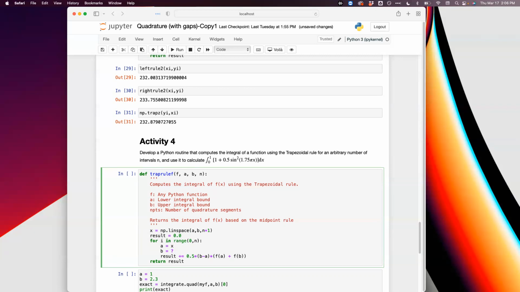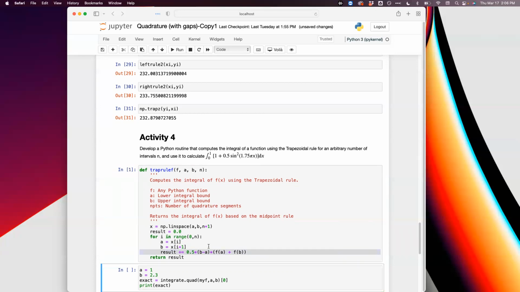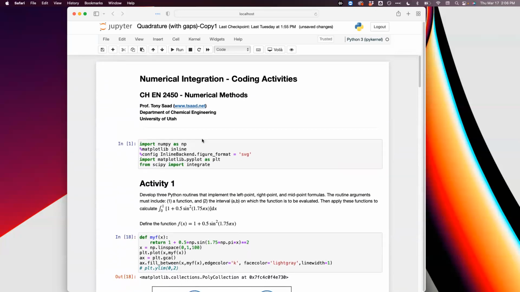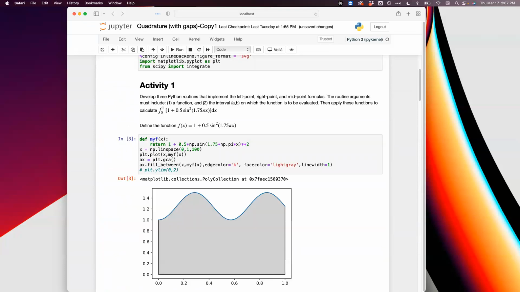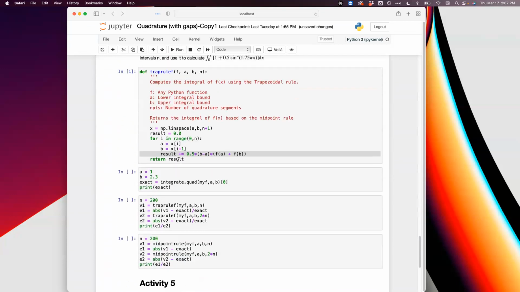And now for each segment, A is the point to the left. So that's xi. And B is the point to the right, xi plus one. And then we simply implement the formula for the trapezoidal rule, which is half b minus a times f of a plus f of b. Okay, now let me execute my f over here, which is my function.